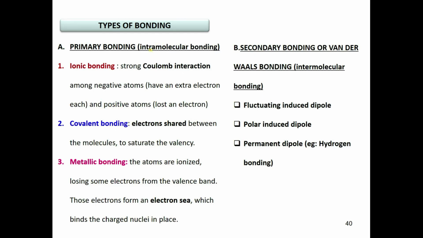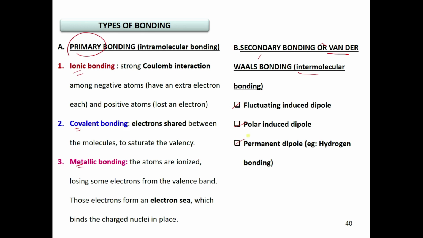The intramolecular bonding, or primary bonding, bonds together the atoms within the molecule. We have three types of this bonding: one we call ionic bonding, another the covalent bonding, and the third the metallic bonding. However, the intermolecular bonding is actually between molecules. This is the secondary bonding, or van der Waals bonding. We can find van der Waals bonding between molecules, such as fluctuating induced dipole, polar induced dipole, or permanent dipole.